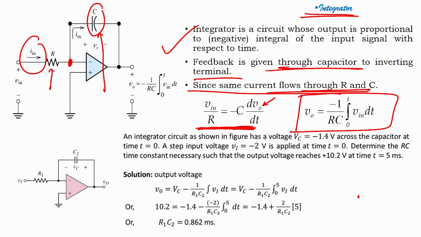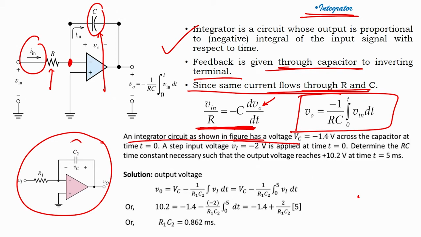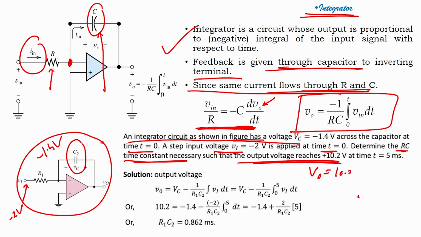Now I know this is the formula for the integrator. Let us solve a problem for the integrator. An integrator as shown in the figure has Vc equals minus 1.4 volts across the capacitor at time t equals 0. A step voltage V in of minus 2 volts is applied at time t equals 0. Determine the RC time constant necessary such that the output voltage VO reaches 10.2 volts at time t equals 5 milliseconds. This is what we have to find: the RC time constant.